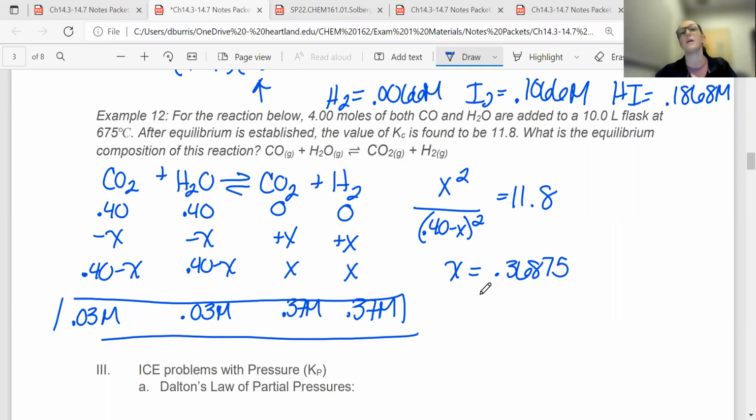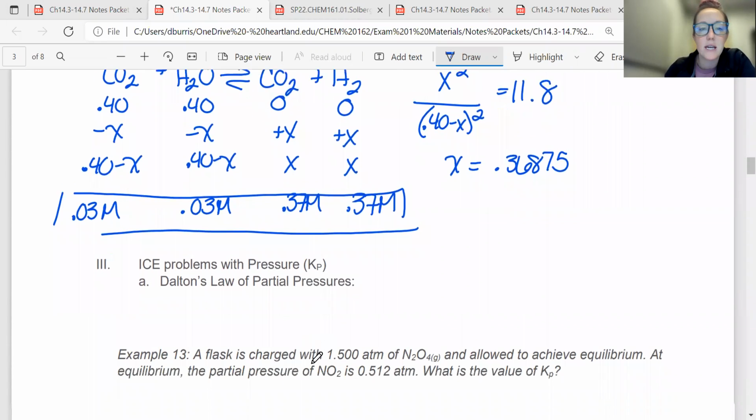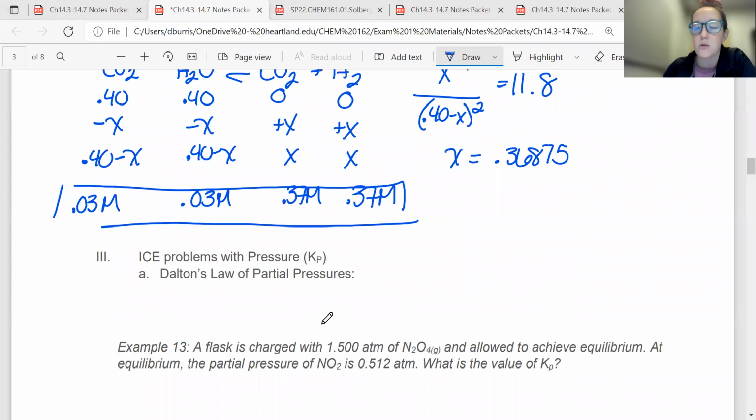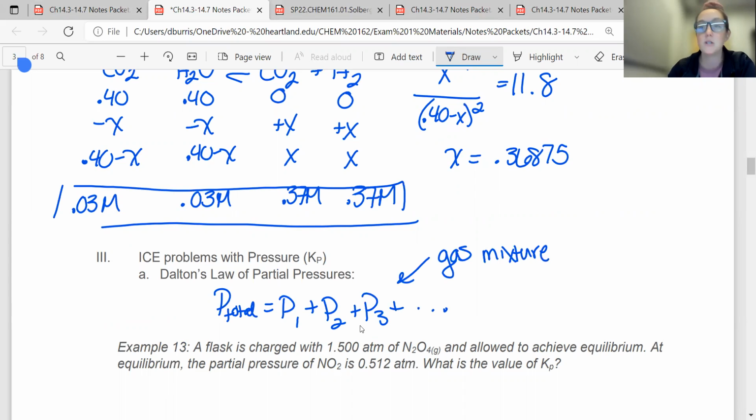All right, so the same thing applies for gases. Now, there is one gas law that I want you to keep in mind, and that's Dalton's law of partial pressures. Remember that partial pressures add up to total pressures. That's what his law is. P total equals P1 plus P2 plus P3, and so on and so forth. This is for any gas mixture. We're actually going to get some pressures to change when we're reaching equilibrium with gases, and I want you to keep that in mind.